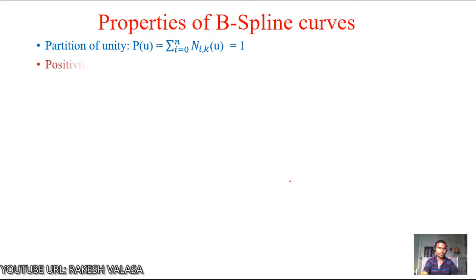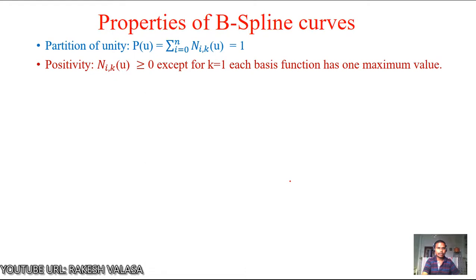Let us see the second property, positivity. That means N i,k of u is greater than or equal to 0. The basis function is always positive or 0. Here the basis function is the summation i equal to 0 to n of N i,k of u. This basis function is always positive or 0 for all parameters, that is N i,k of u is always greater than or equal to 0 except for k equal to 1. Each basis function has one maximum value.